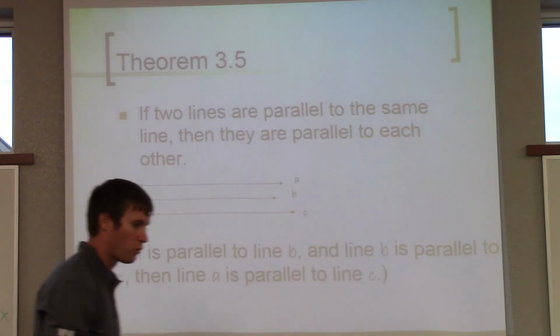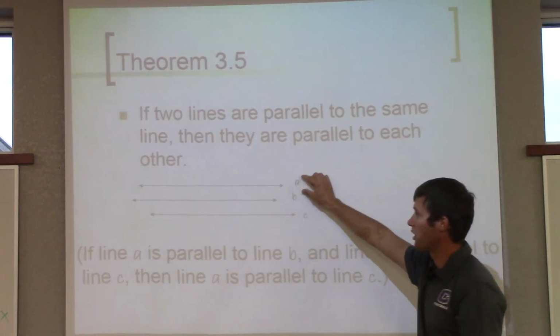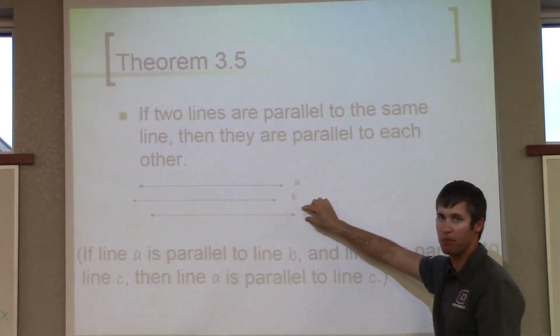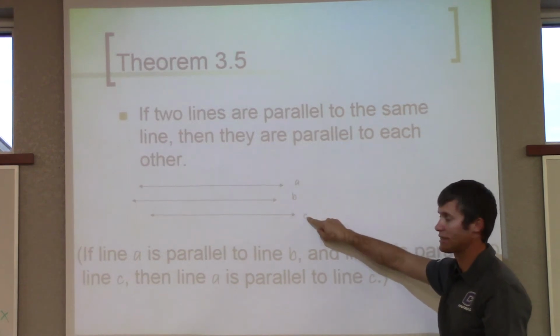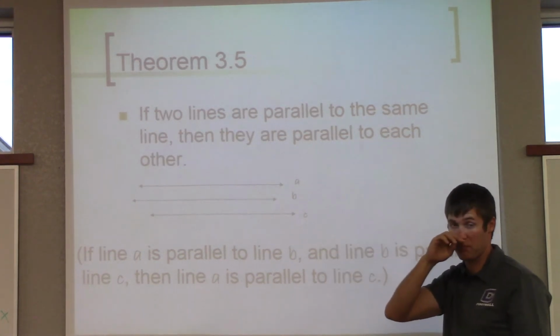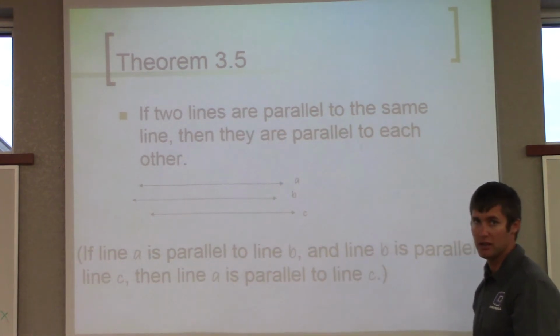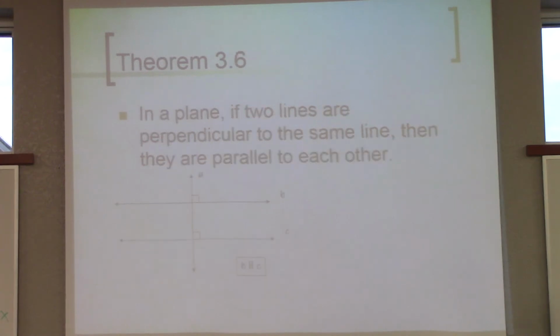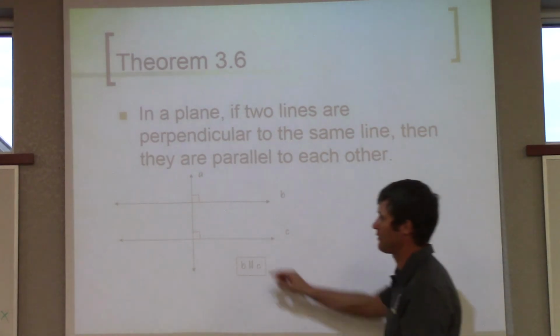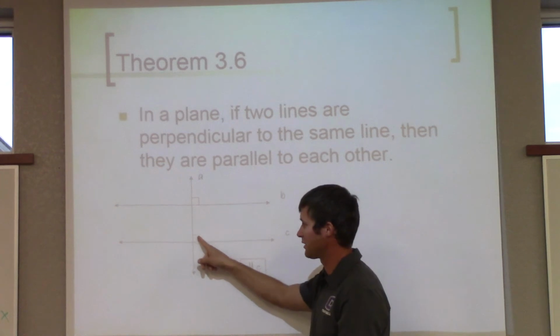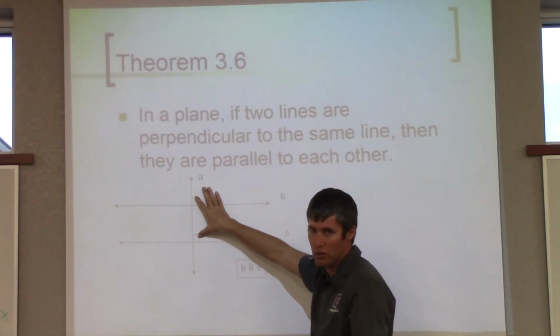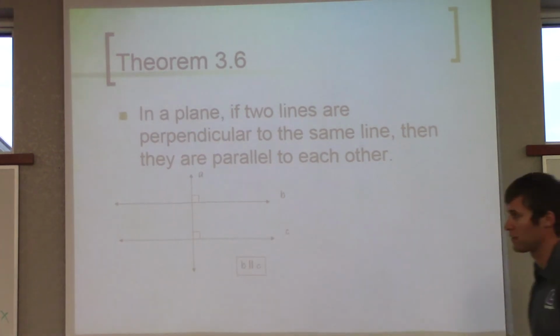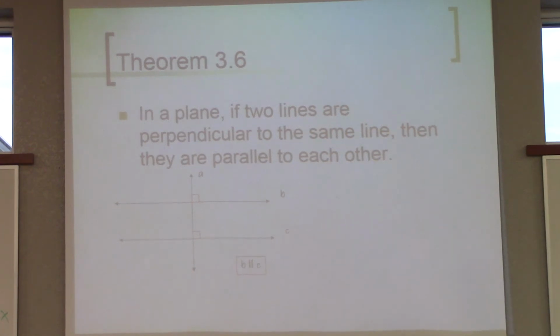Another proof. If A and B are parallel, and B and C are parallel, then we can assume A and C are parallel as well. This is kind of the transitive property at play: if two lines are parallel to the same line, then they're parallel to one another. Next, if two lines are perpendicular to the same line, then they are parallel to each other. If they're perpendicular, they both have 90-degree angles, so they'd be corresponding angles, which makes them congruent and our lines parallel.